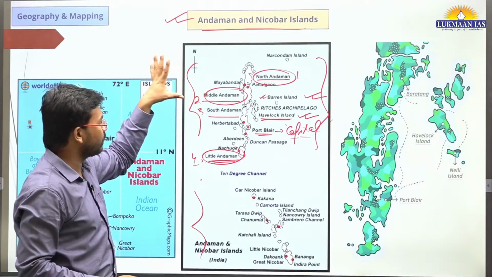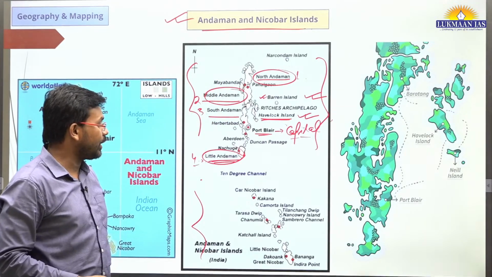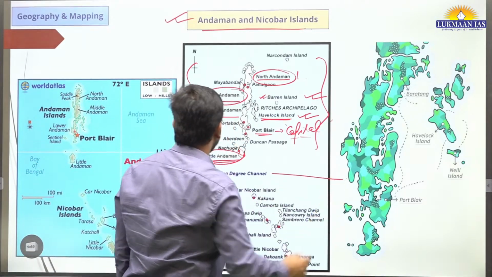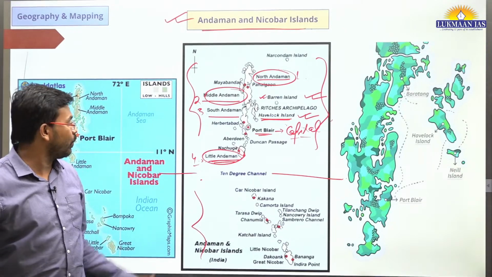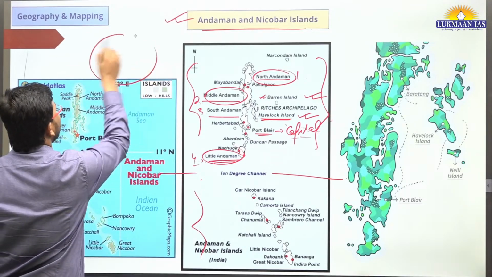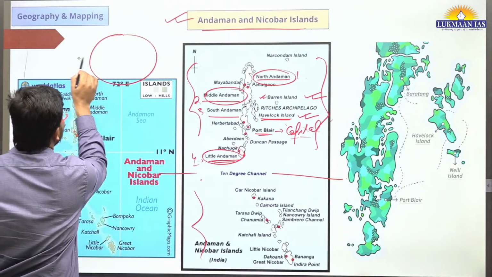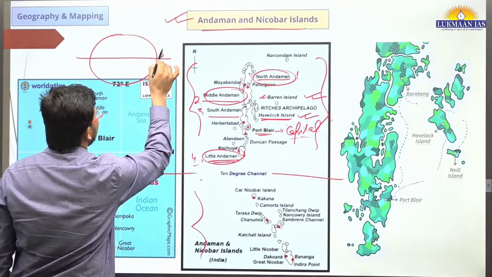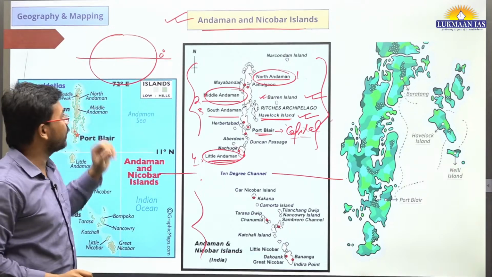These are the islands that are part of the Andaman group of islands. Between the Andaman and Nicobar groups of islands, there is a channel known as the 10-degree channel. What do we mean by 10-degree channel? If we draw the map of the earth and draw a line in the middle, this line is known as the equator line. It passes through 0 degree.